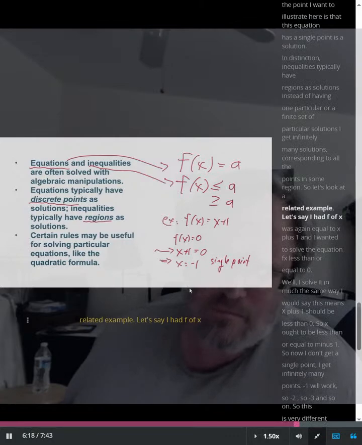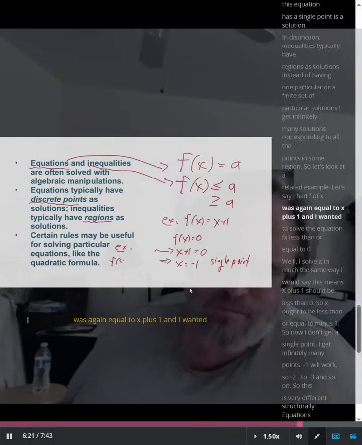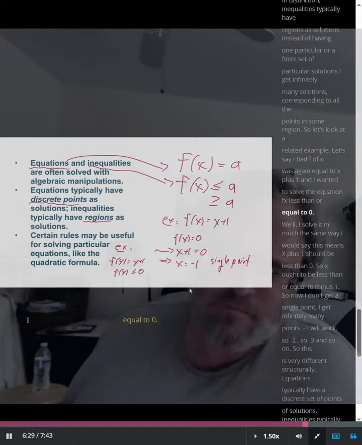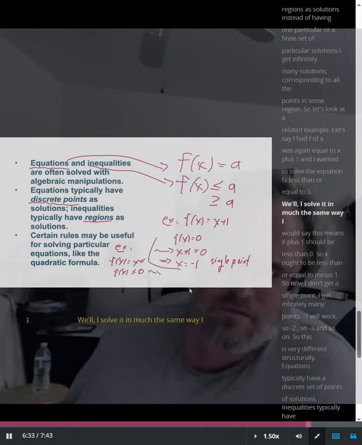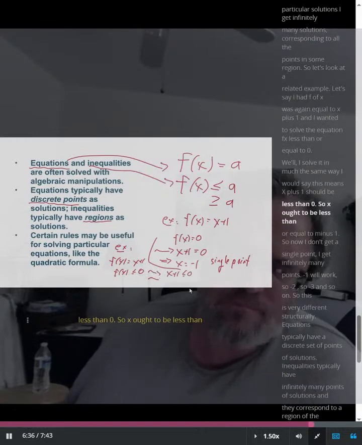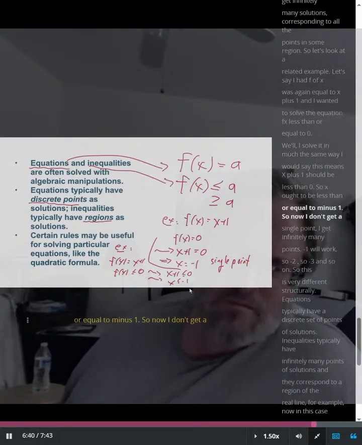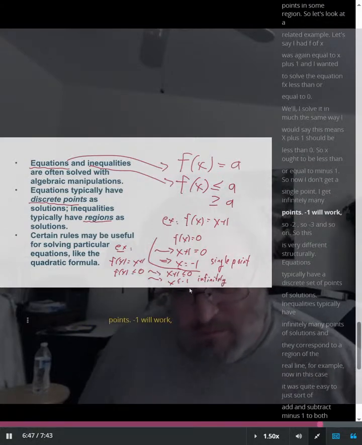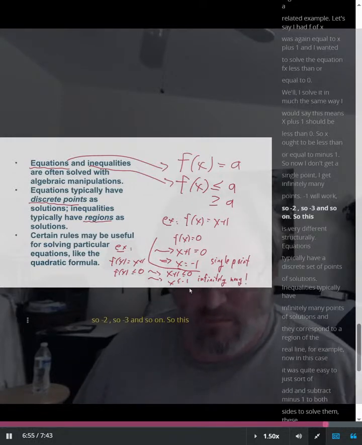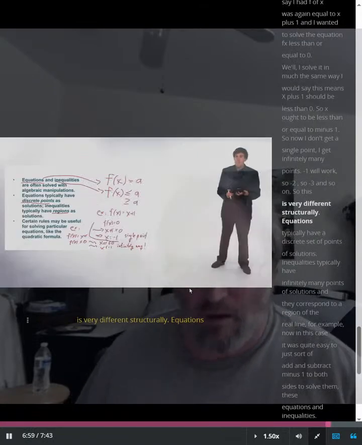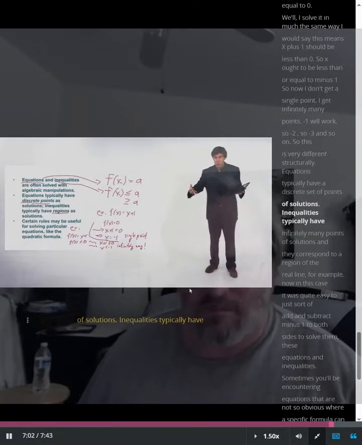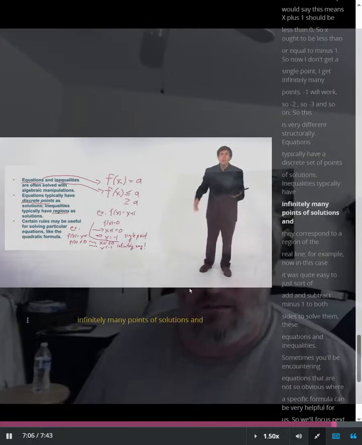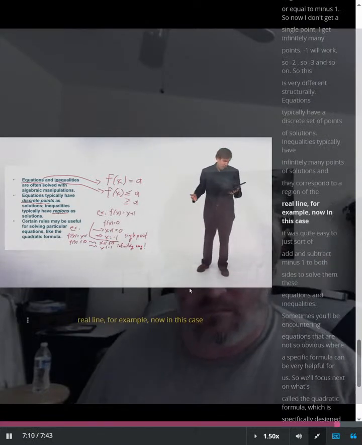So let's look at a related example. Let's say I had f of x again equal to x plus 1, and I wanted to solve the inequality f of x less than or equal to 0. Well, I solve it in much the same way. I would say this means x plus 1 should be less than or equal to 0, so x ought to be less than or equal to minus 1. So now I don't get a single point, I get infinitely many points. Minus 1 will work, so will minus 2, so will minus 3, and so on. So this is very different structurally. Equations typically have a discrete set of points as solutions. Inequalities typically have infinitely many points as solutions, and they correspond to a region of the real line, for example.